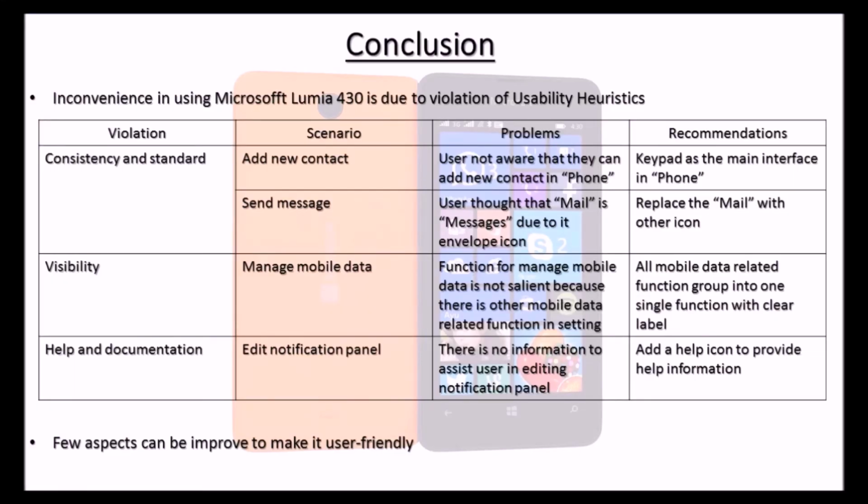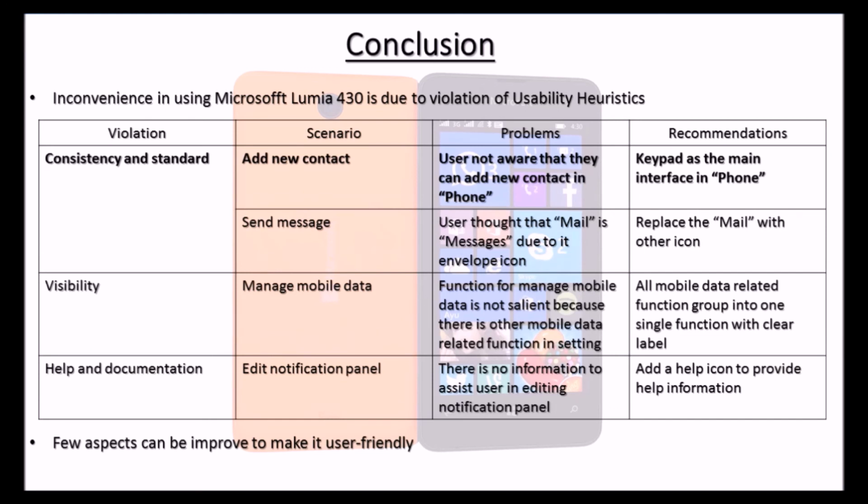As a conclusion, we found that the inconvenience in using Microsoft Lumia 4.3.0 is due to the violation of usability heuristics. For example, consistency and standards is violated in the adding new contact task. As the interface on the phone function is very different from other phones, users did not realize they were able to add a new contact in the phone function.